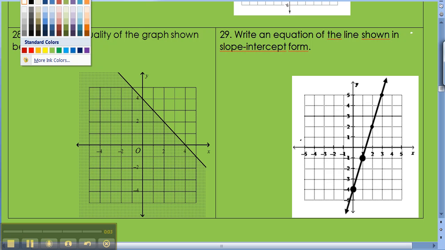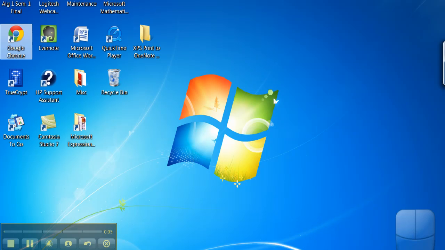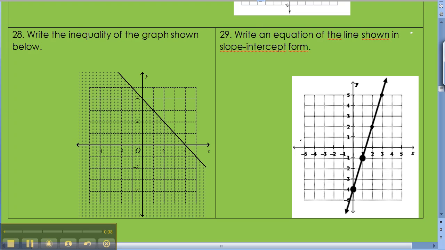Problem number 28 asks us to write the inequality of the graph shown below. Before you can write the inequality, you first have to find the equation of the line. And to find the equation of the line, we need to identify two things.